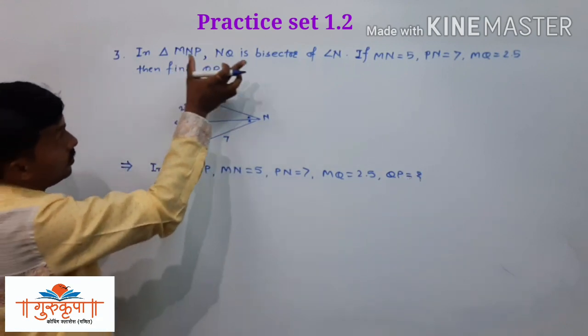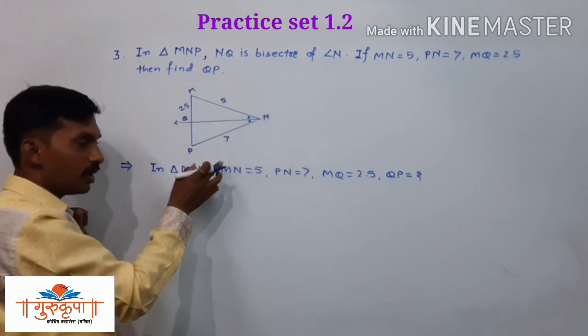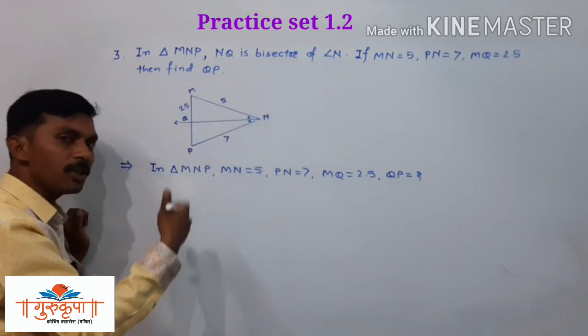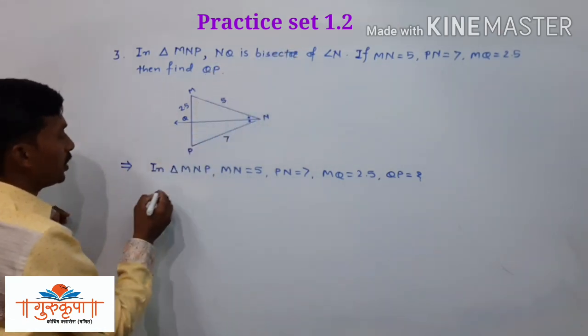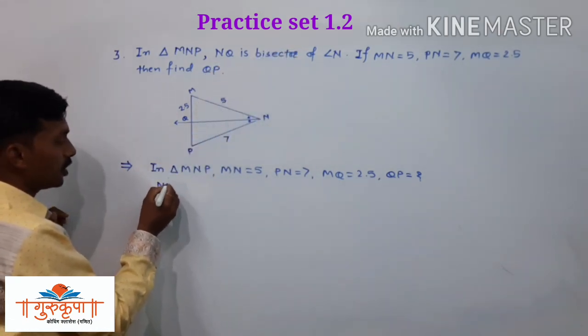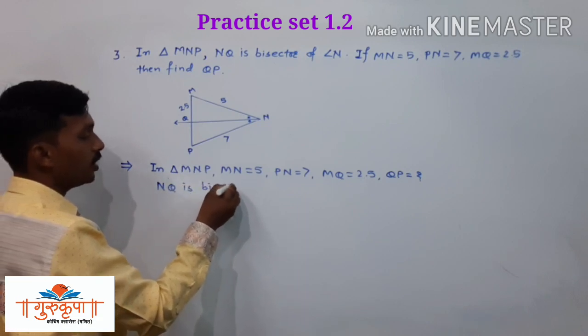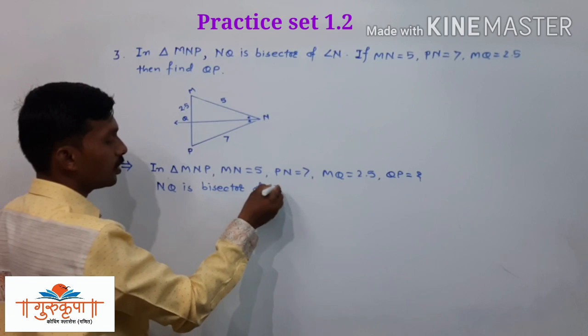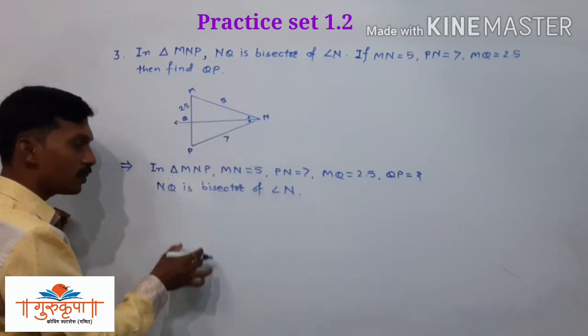And since we have to use this information, we do not write that information first. Now we will write that information and instantly we will use that information. Here NQ is the bisector of angle N, that is the given information. And now we write the information and we have to use the same information.